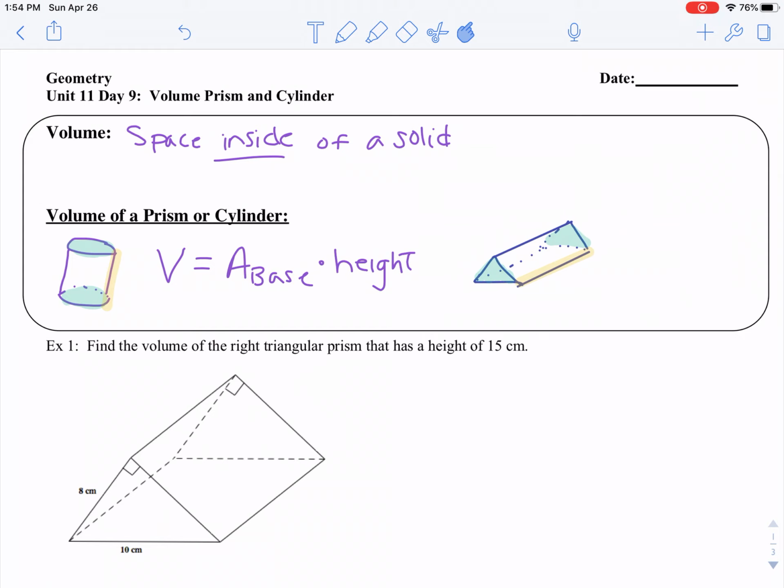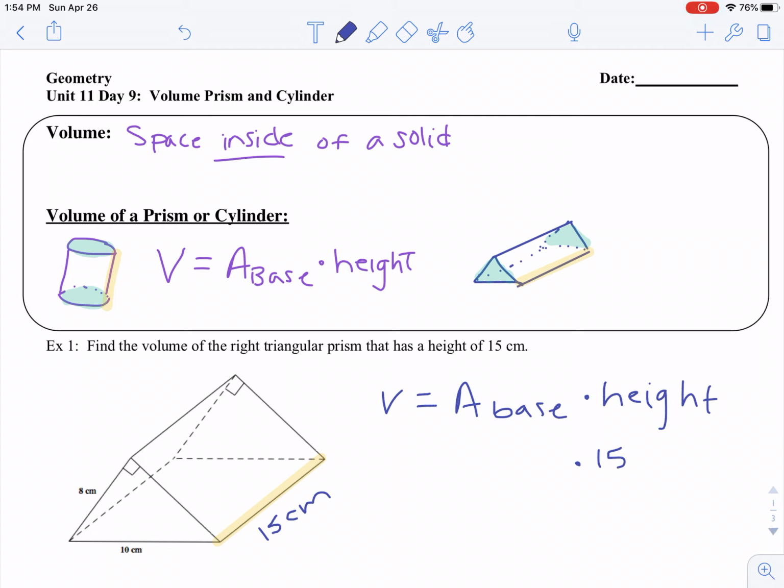It's that lateral edge right there. Okay, so let's take a look at a couple of examples. It asks us to find the volume of the right triangular prism that has a height of 15. So when I think about the height, I am labeling that distance that goes between the two bases. That's our height, which is 15 centimeters. So in order to find this volume, I need to find the area of the base, and I need to find the height. Now the height they gave us, so we already know that height, which is 15.